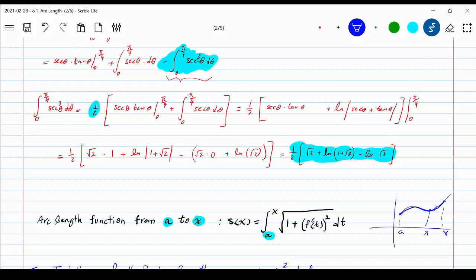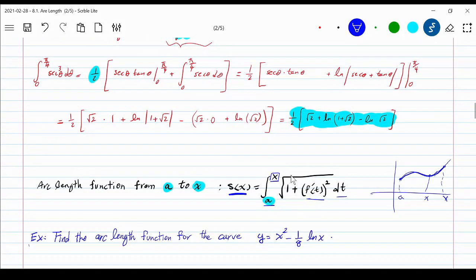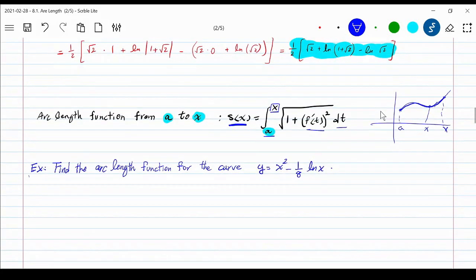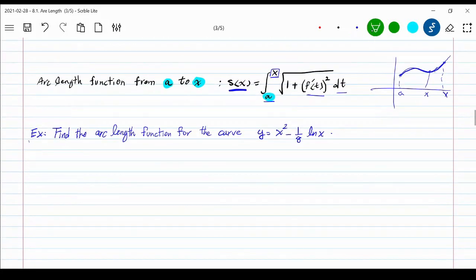And you can calculate the integral exactly the same way. This is what we call the arc length function. Starting from a up to x, it gives you the integral of the square root of 1 plus f prime of t squared dt. It's not supposed to be x inside, because x is the variable in the boundary. It's no different than calculating the length from endpoint a to b, but in this case we assume b is a variable.